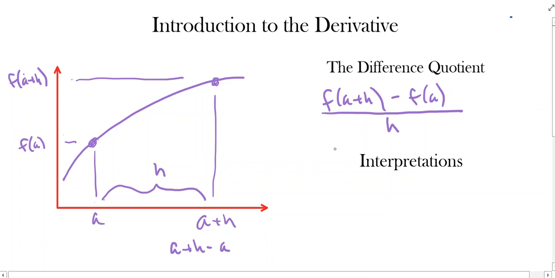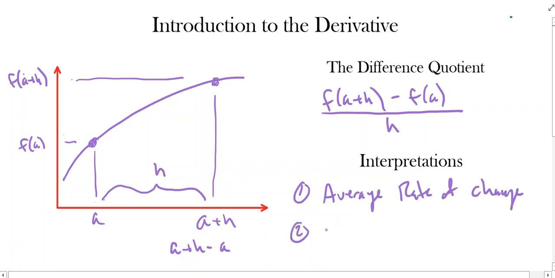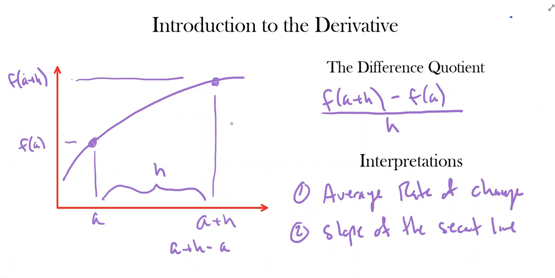And we use the difference quotient to do two things. Number one is to find the average rate of change between 2 points. Average rate of change. And this is one of its interpretations. And the second interpretation is that it is the slope of the secant line between the 2 points. And so if we were to draw a line between these 2 points, the difference quotient would be the slope of that secant line.